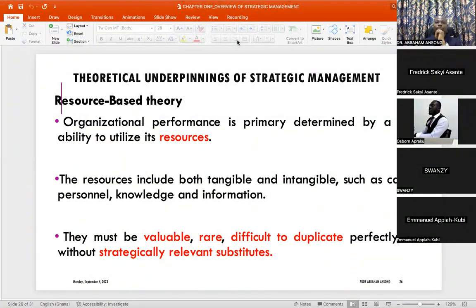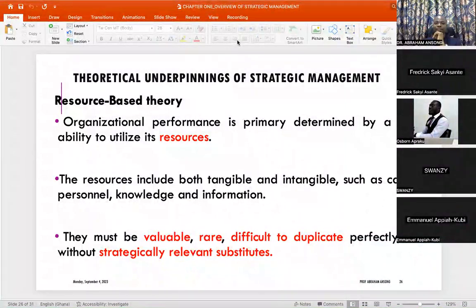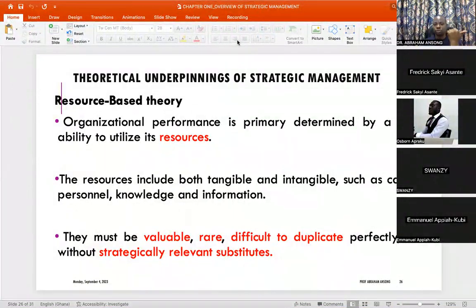So the resource-based theory says that unlike the OI theory, what organizations or managers must do in order to be successful is to rely on their resources. But it is not any type of resource that can help an organization gain a competitive advantage and therefore become successful. The theory says for that resource to help an organization to be successful, the resource must be valuable, it must be rare, it must be difficult to duplicate perfectly, and without strategically relevant substitutes.